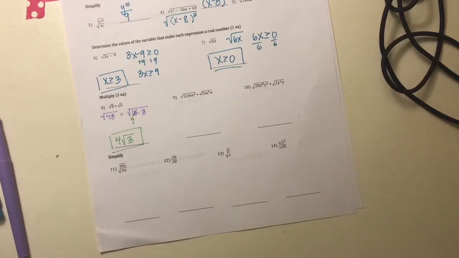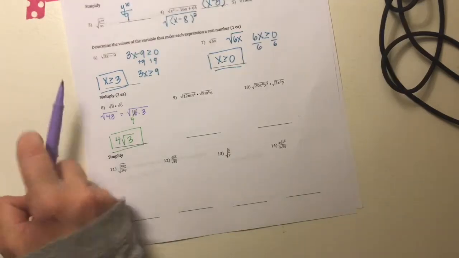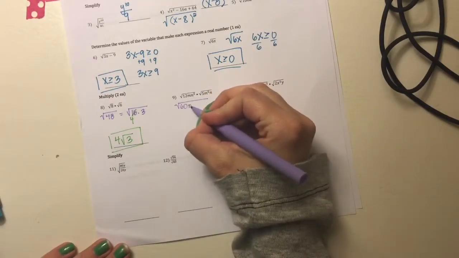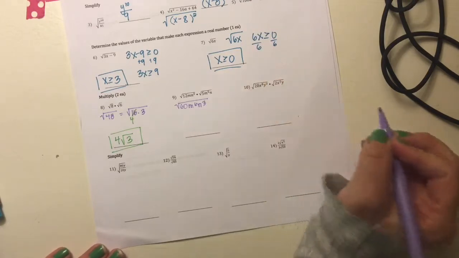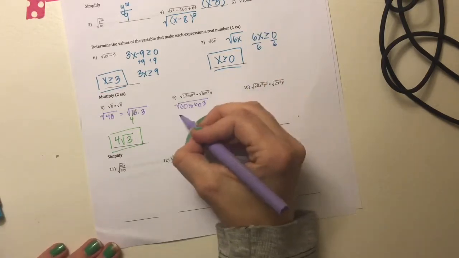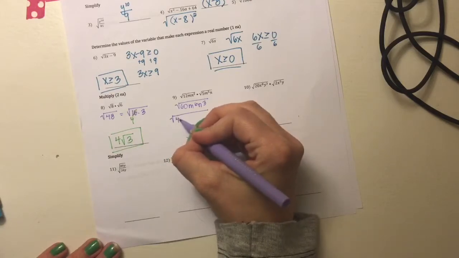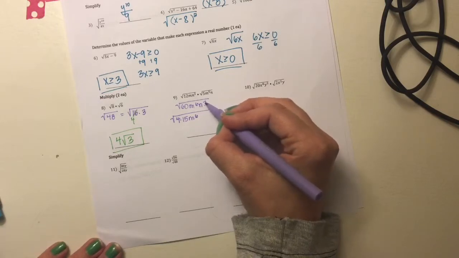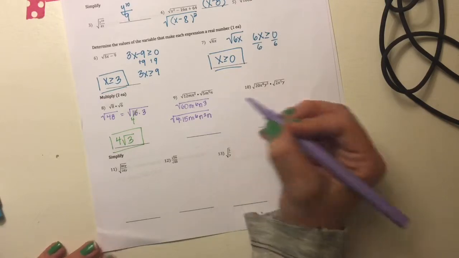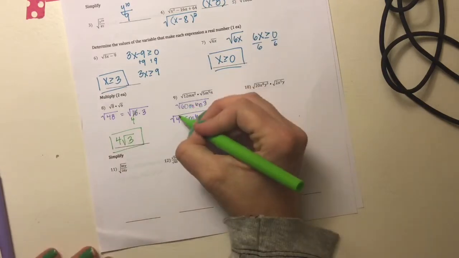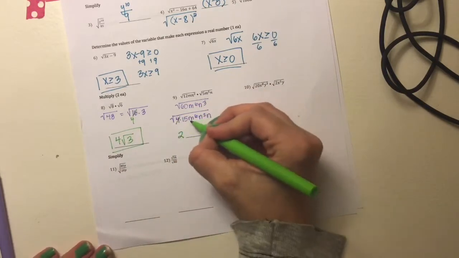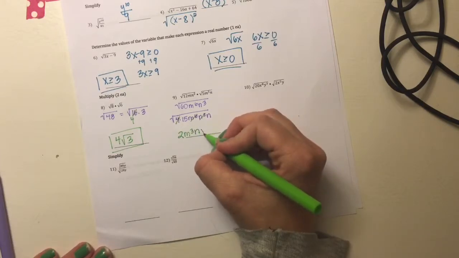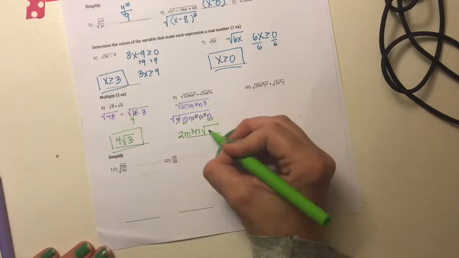Let's look at number 9. On number 9, 12 times 5 is 60, and then I have m to the 6th, n to the 3rd. So I'm wanting to split these to make perfect squares. So 60, I can do 4 times 15, m to the 6th, I'm going to leave because it's an even number, n to the 3rd, I'm going to make n squared times n. So now the square root of 4 is 2, the square root of m to the 6th is m to the 3rd, the square root of n squared is n, and inside I'm left with 15n.